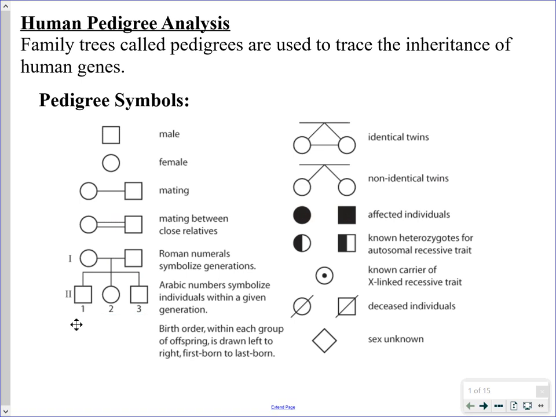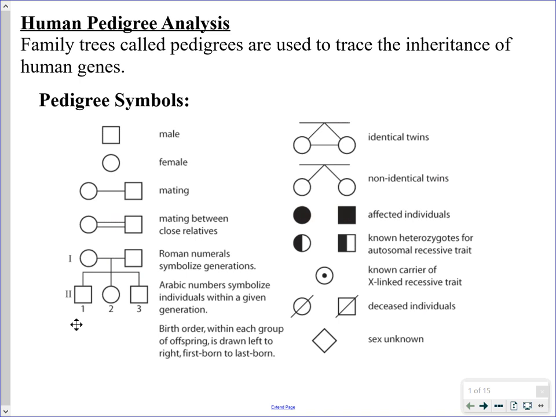Hello everyone. This lesson is going to be on human pedigrees. A human pedigree is really just a family tree that is tracing a particular trait or genetic condition as it's passed on from one generation to the next, and taking a look at what is referred to as the mechanism or pattern of inheritance.